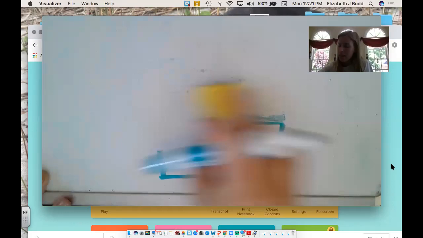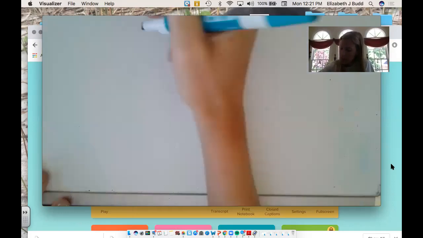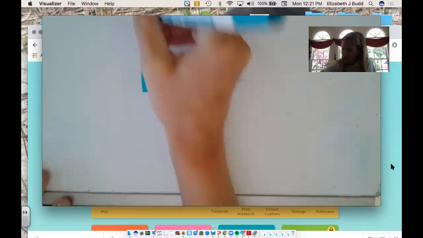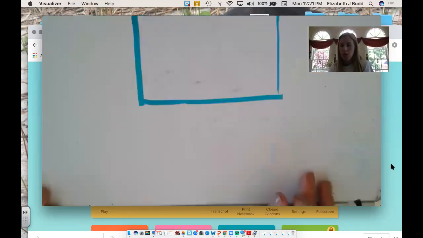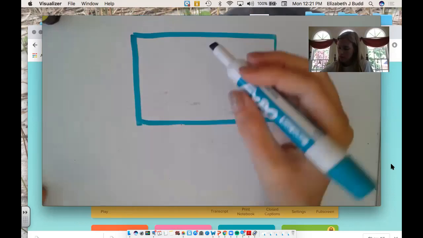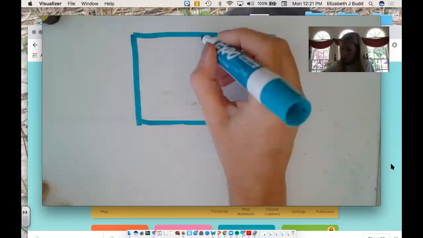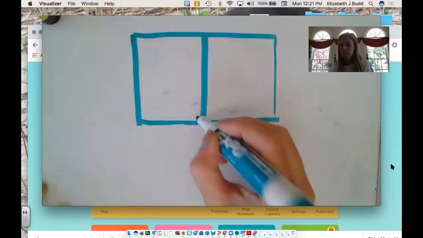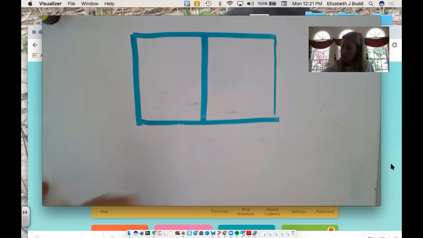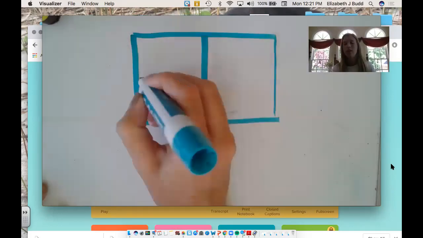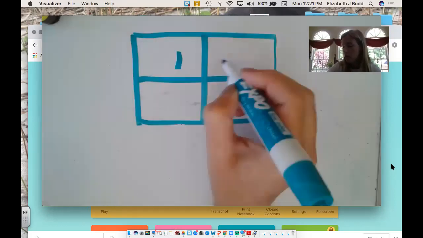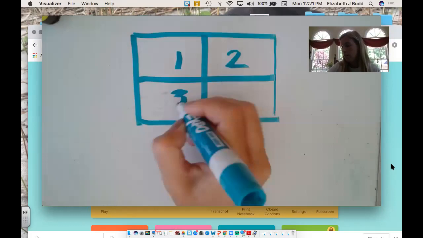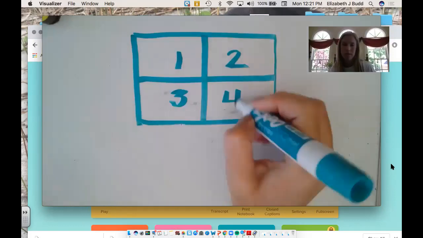All right, so now let's try fourths. Fourths is the easiest one. It's a lot easier than thirds. In order to partition a rectangle into fourths, you go straight down and make halves, and then you go straight across and make halves again. So now we have 1, 2, 3, 4 equal pieces.